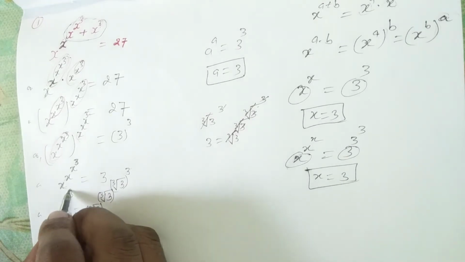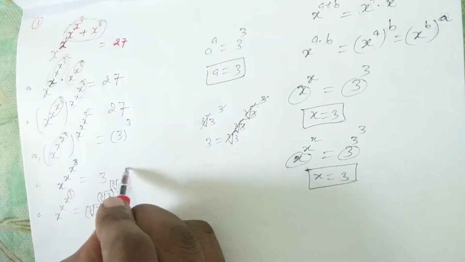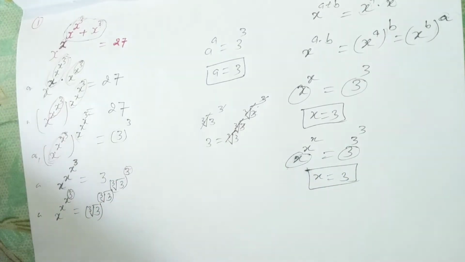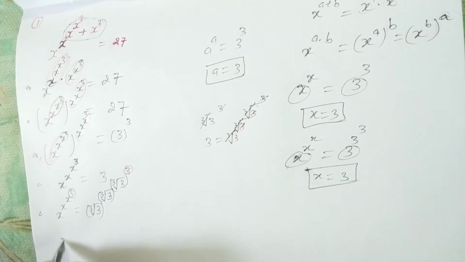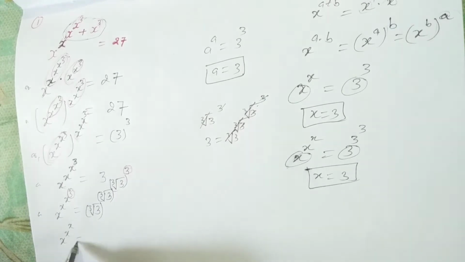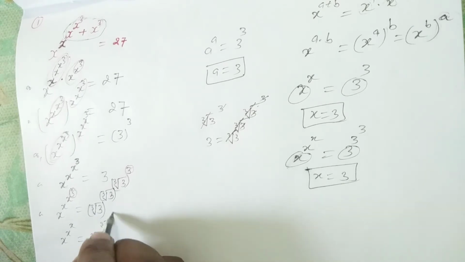So now you can see the power is 3 here, and here is also the power 3, here is power 3, and here is also the power 3. So powers are same, so their bases should be equal. It means x raised to power x raised to power x raised to power x raised to power x is equal to, we got here cube root of 3 raised to power cube root of 3 raised to power cube root of 3.